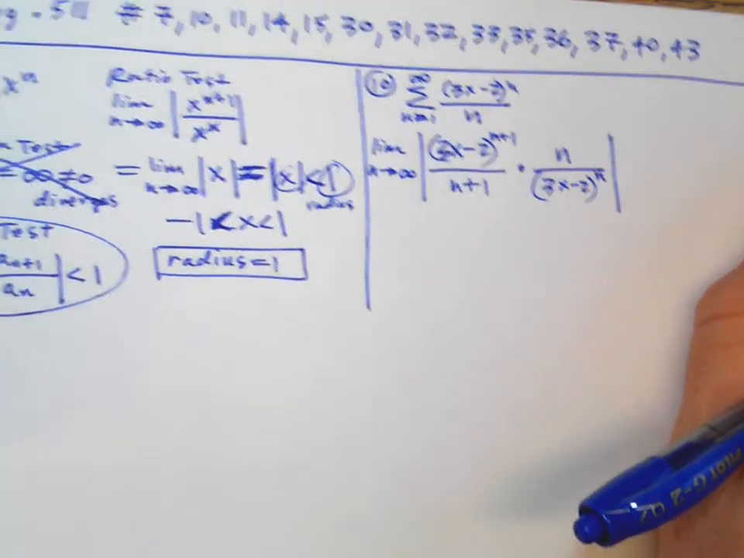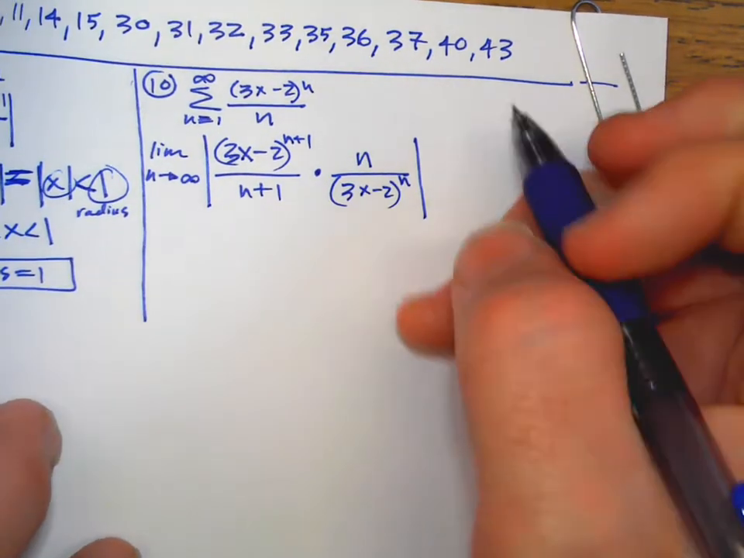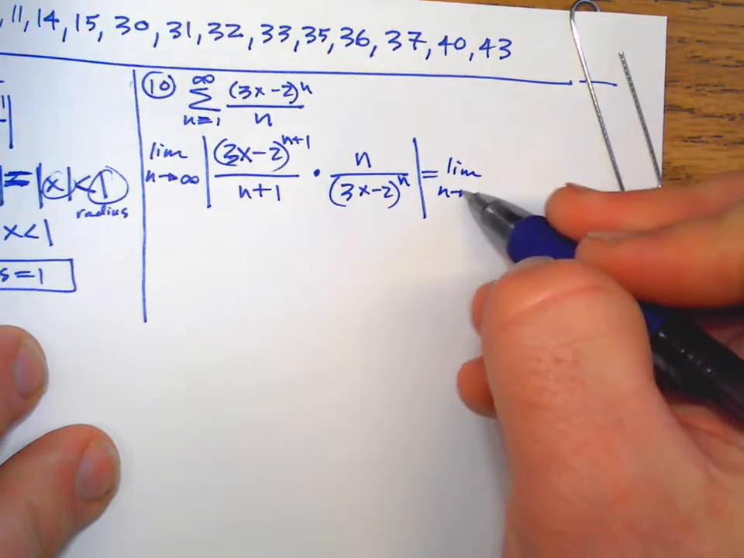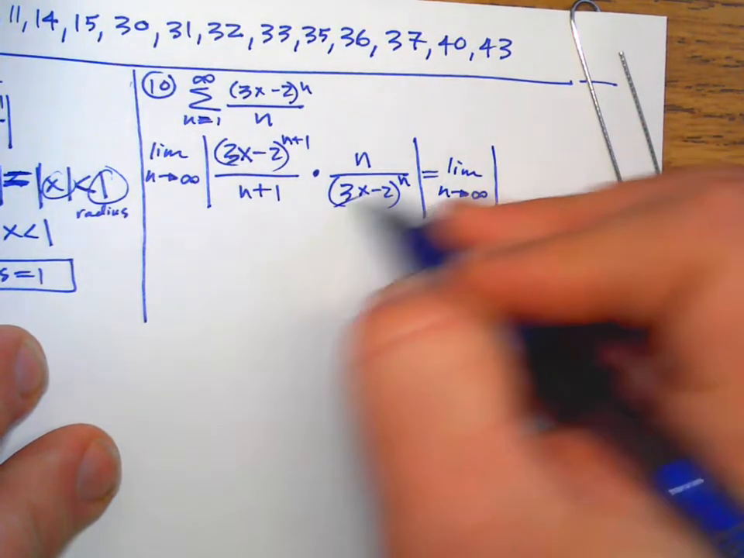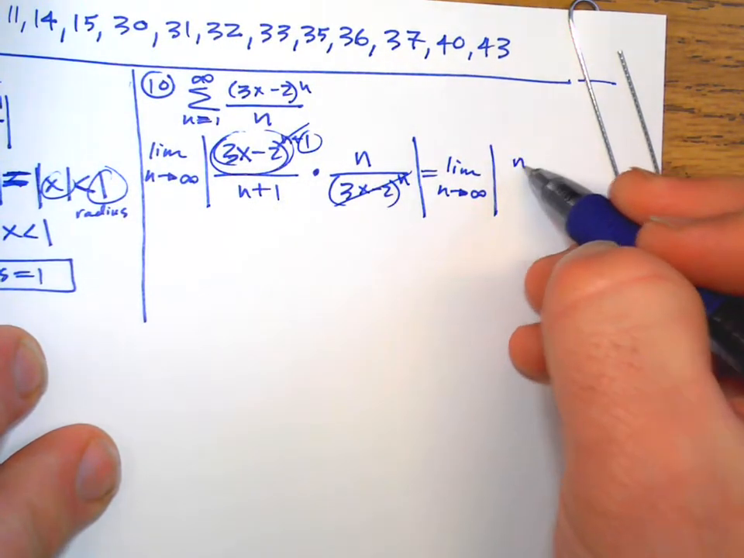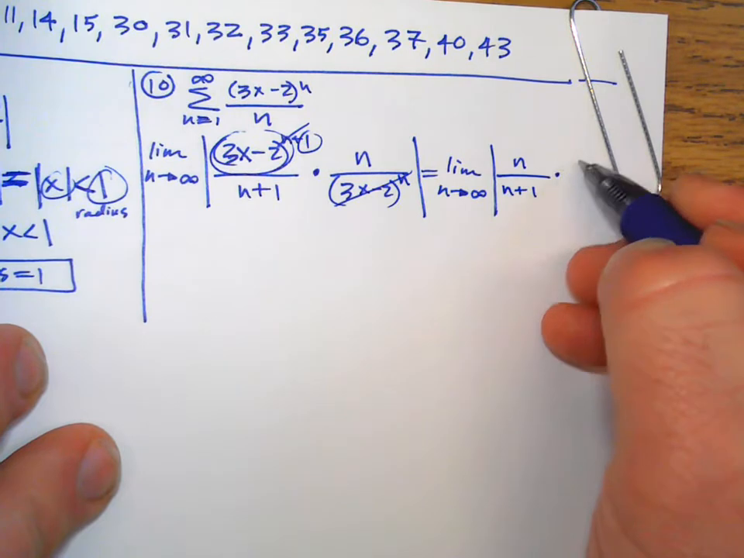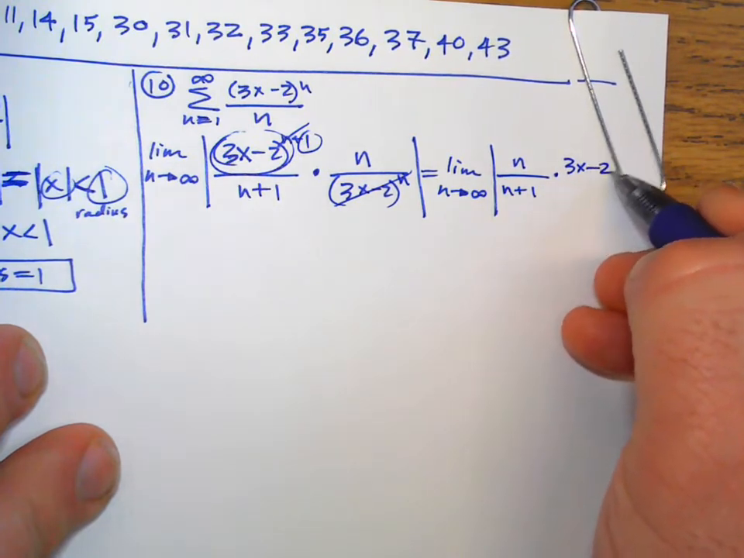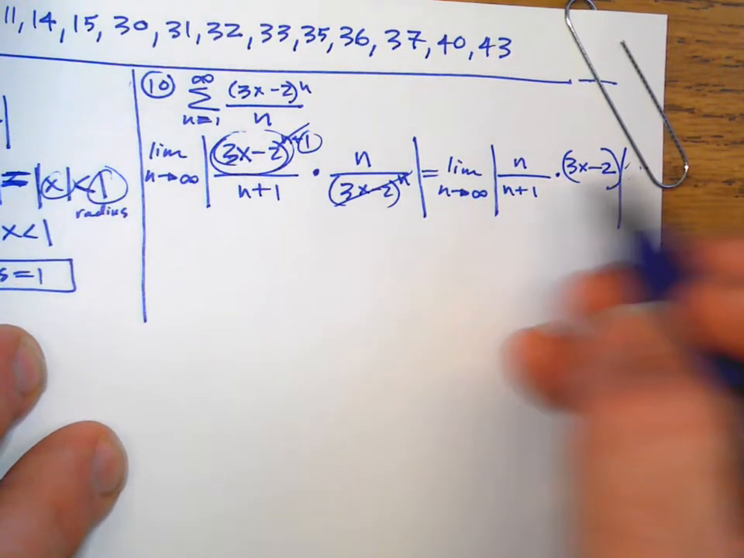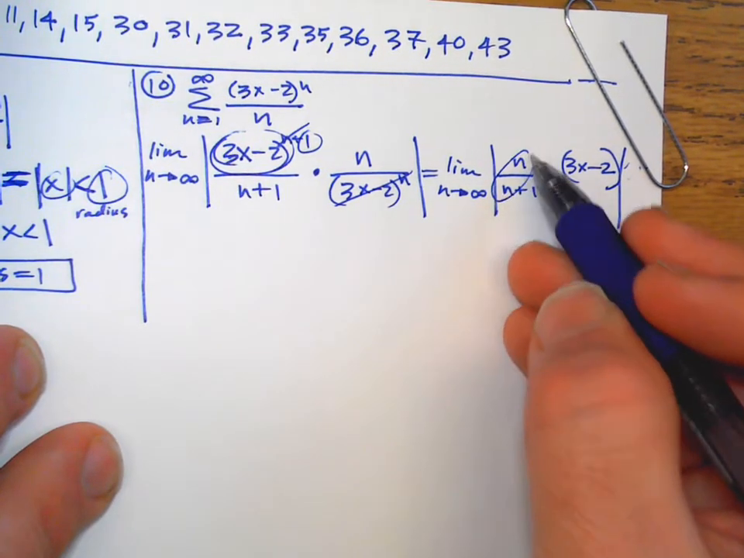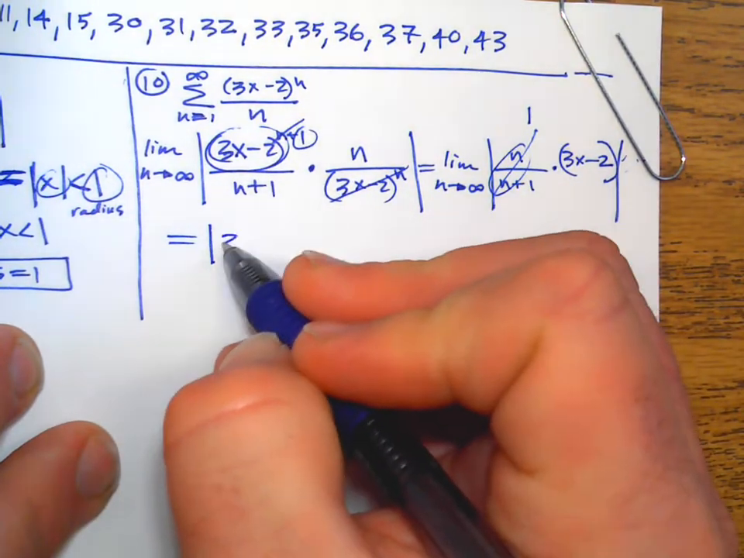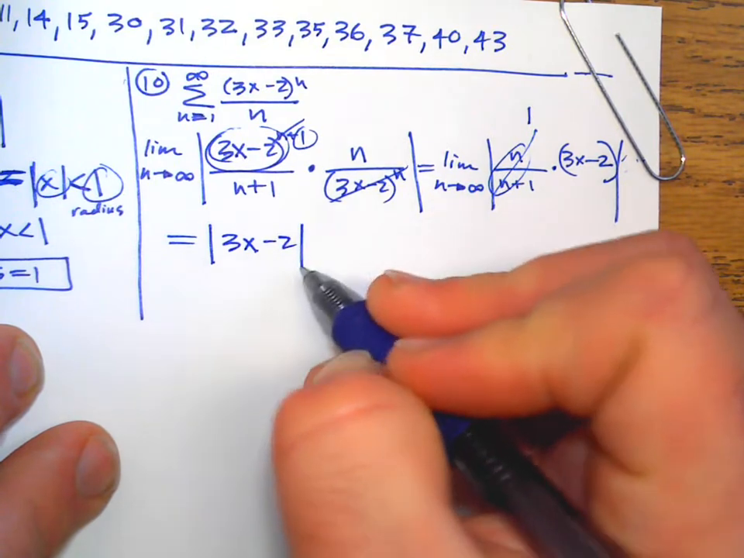So that's the setup. Now we should simplify it any way we can. So rules of exponents say we're going to have that to the first power. These can't be simplified. So you're going to have n over n plus 1 times 3x minus 2. So that's what we get. Now, if you plug infinity in, you get infinity over infinity, but these are dominant terms. This is going to go to 1. So now what we have is absolute values are still there, limit's gone, and this needs to be less than 1.